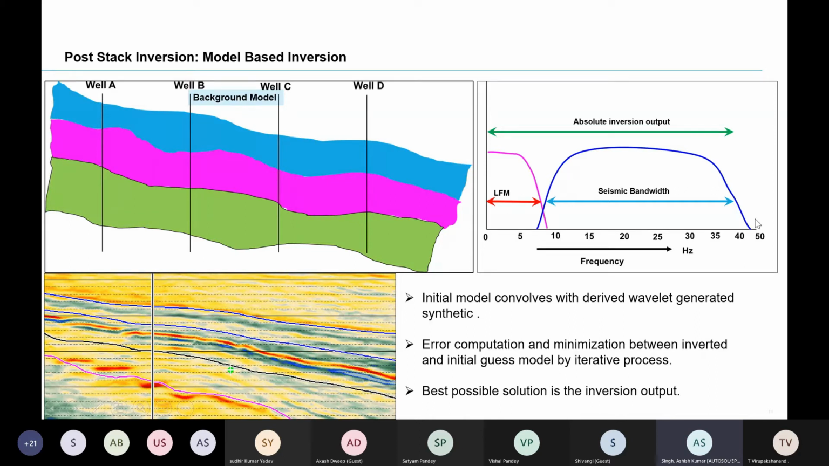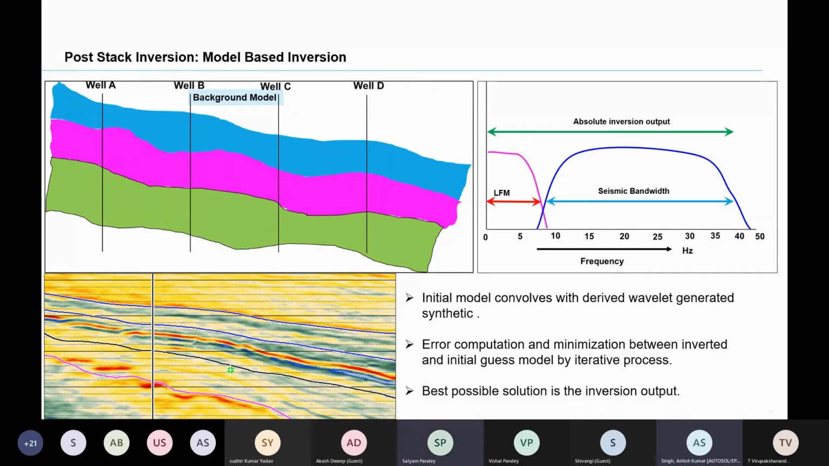Generally, what is the seismic bandwidth? Anybody tell? What range do you expect? Yes, sir. The seismic data generally lies between 10 to 70 hertz. 10 to 70 hertz, very good. Nowadays with the best technology, it is recorded from 4 to 70 hertz. Very good.